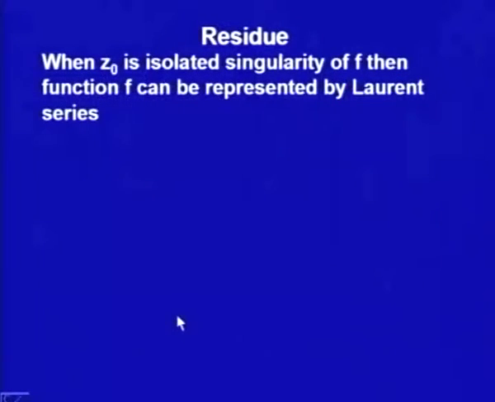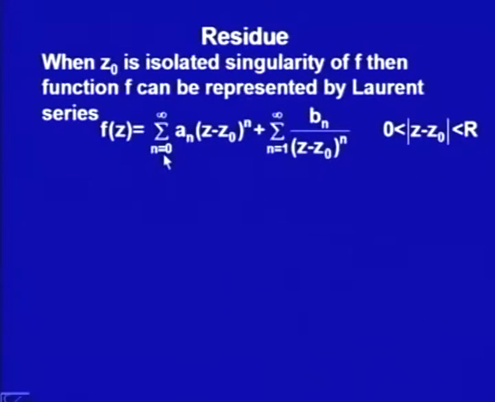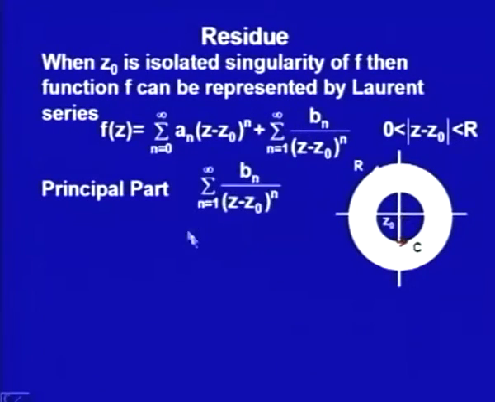We do know that when z naught is an isolated singularity of f, then the function f can be represented by the Laurent series as summation n running from 0 to infinity a n z minus z naught to the power n plus summation n running from 1 to infinity b n upon z minus z naught to the power n, in the disk 0 is less than mod z minus z naught is less than r. And this is the disk, and the principal part of this is summation n running from 1 to infinity b n upon z minus z naught to the power n, and from this principal part we have identified the isolated singularities.